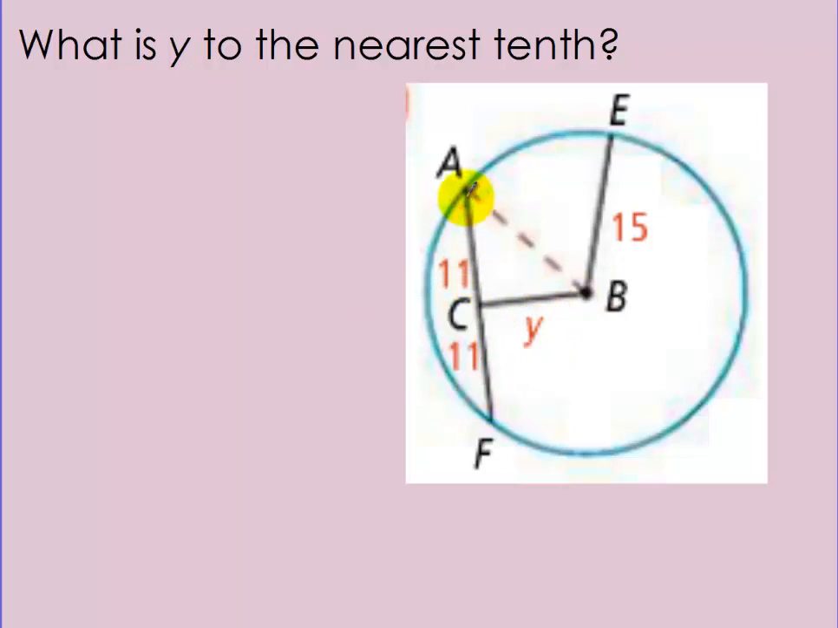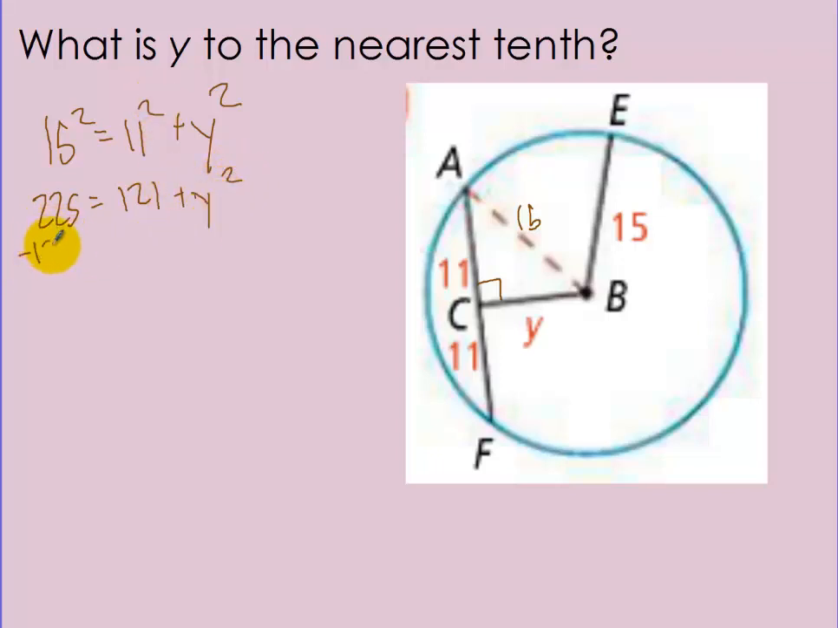Since this is bisecting chord AF, we know this must be a right angle here. That means I formed this right triangle. And this imaginary line is a radius, so it'll also be 15. So I have a triangle here. I can say 15 squared equals 11 squared plus y squared. So 15 squared is 225, equals 121 plus y squared.